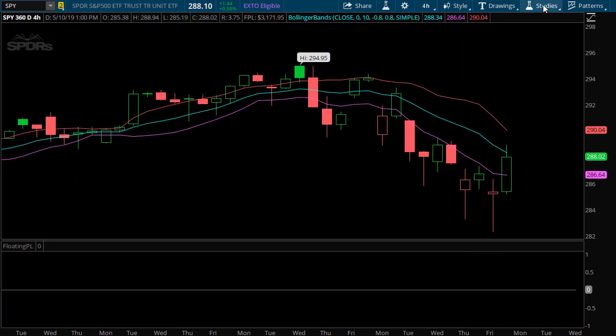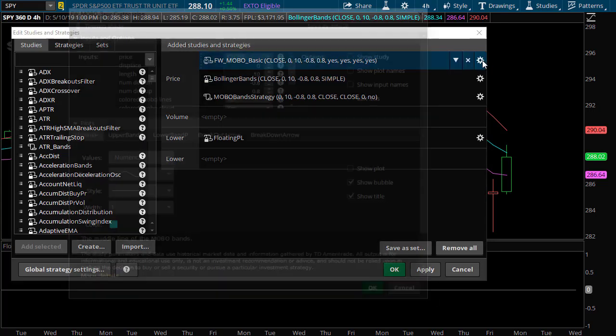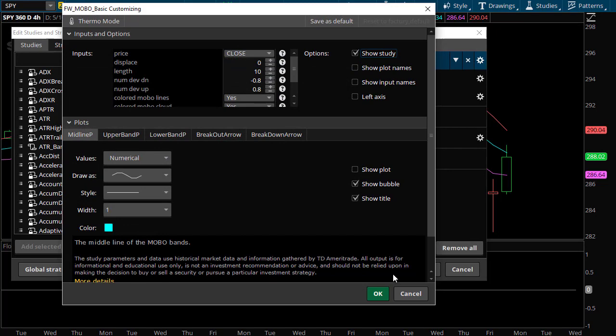What I'm going to do now is go into thinkorswim, and I'm going to add the MOBO band, which I already have here. It's called the FW First Wave MOBO Basic Indicator, and you can see it already is preset with those same settings, the 10, minus 0.8 and 0.8. I'm going to go ahead and put this on the chart.